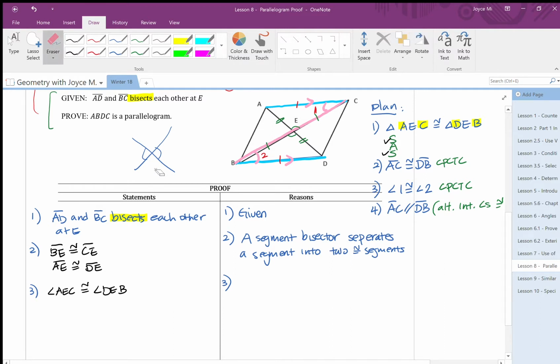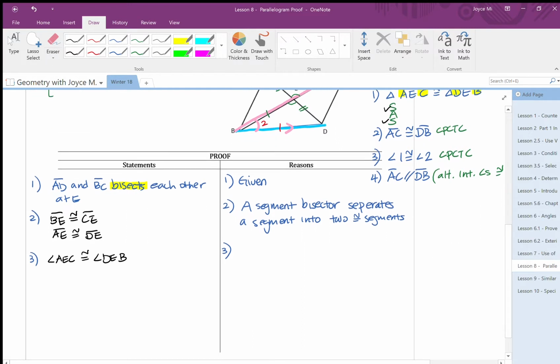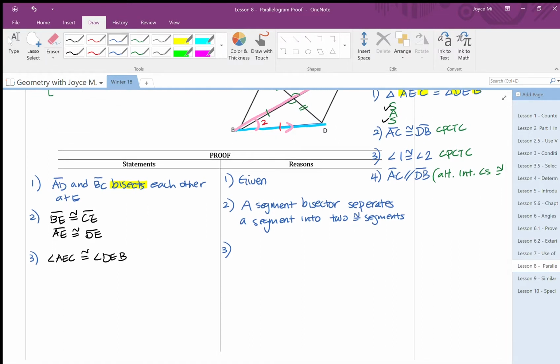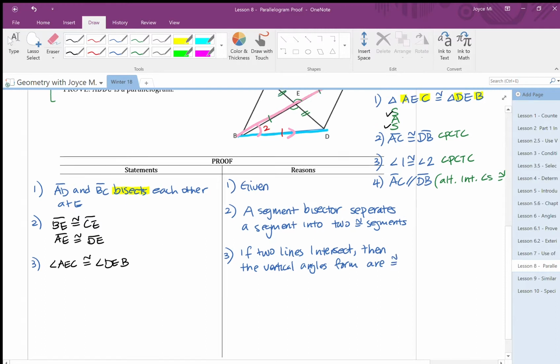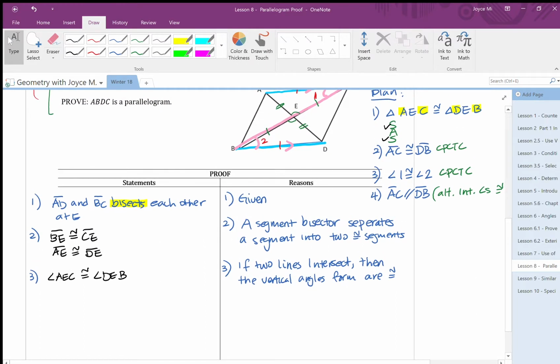Okay, I see a lot of common mistakes here. So we say this is vertical angles congruent. Let's write it out. We say if two lines intersect, then we can make the conclusion that vertical angles are congruent. The vertical angles formed by those lines are congruent. So if two lines intersect, I can make the conclusion vertical angles are congruent.